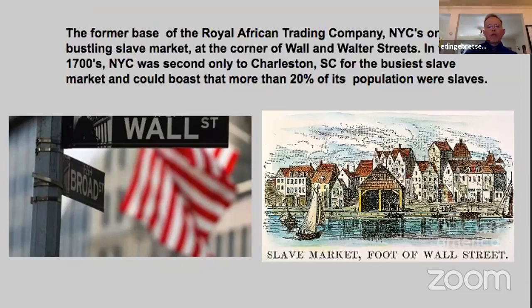In the late 1700s, New York City was second only to Charleston, South Carolina, the name will be important, for the busiest slave market, and could boast that more than 20% of its population were slaves. Again, the myth that this is a Southern problem. Late 1700s.